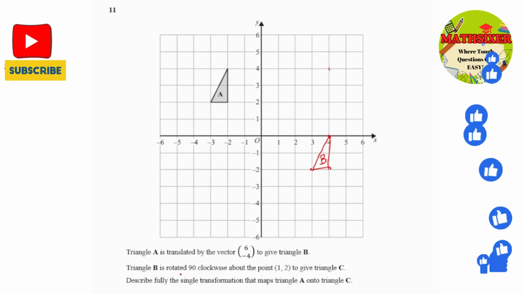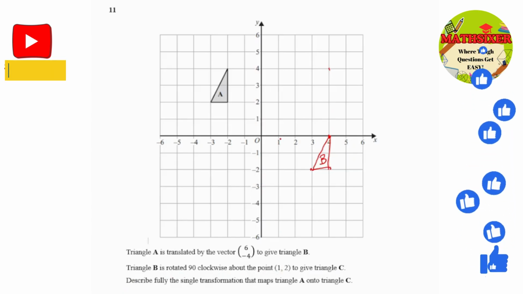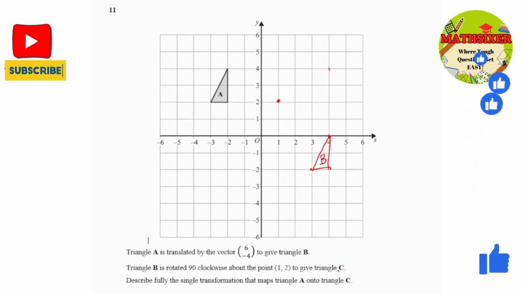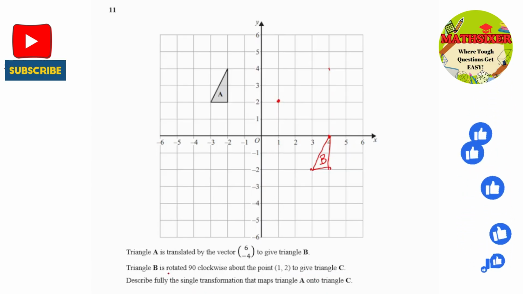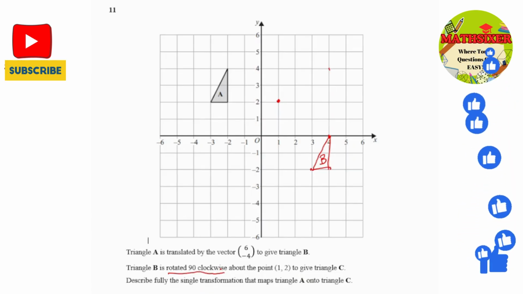So triangle B is rotated 90° clockwise about the point (1, 2). So this is 1 and 2. So about the point (1, 2) to give triangle C. So we need to rotate this triangle 90° clockwise. If you are rotating a triangle 90° clockwise, there is a simple rule.